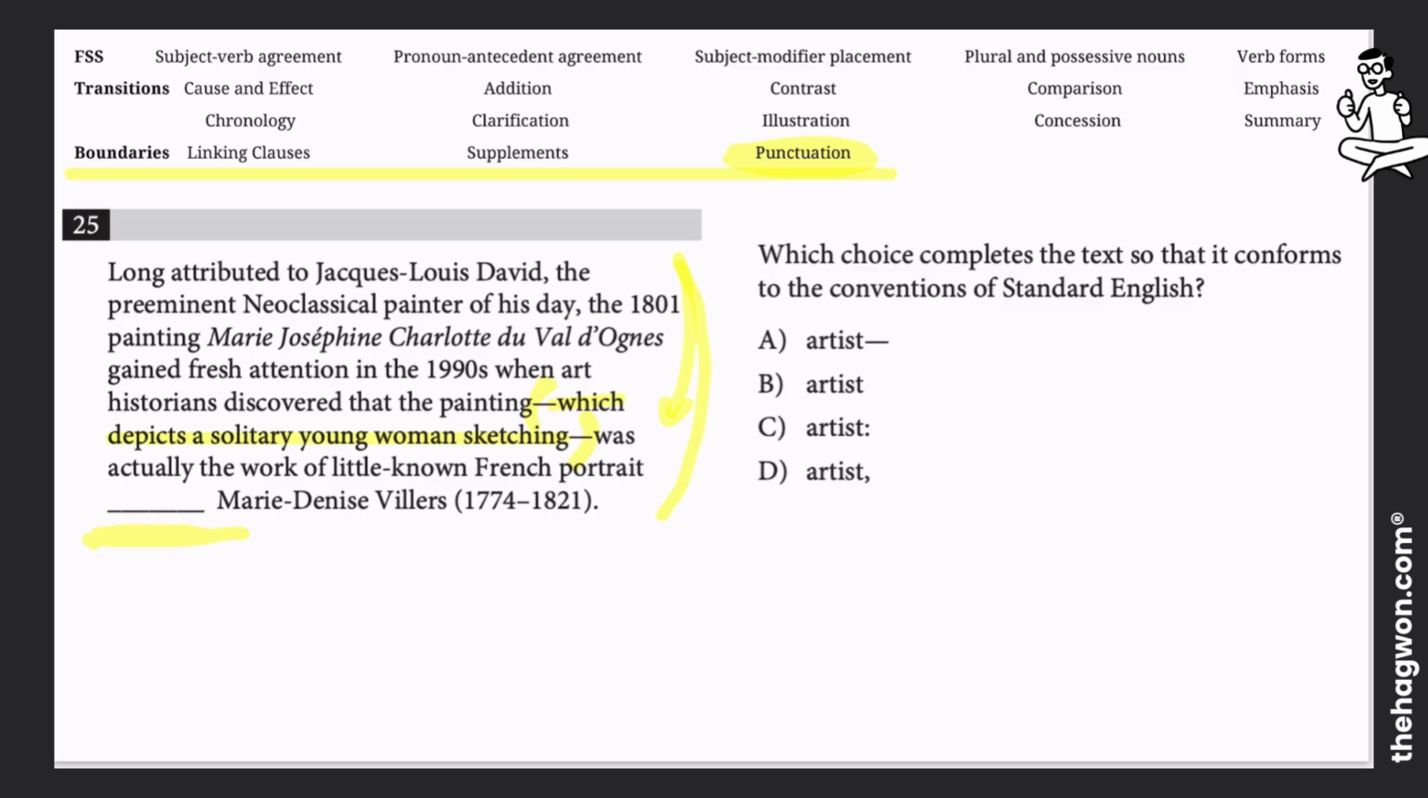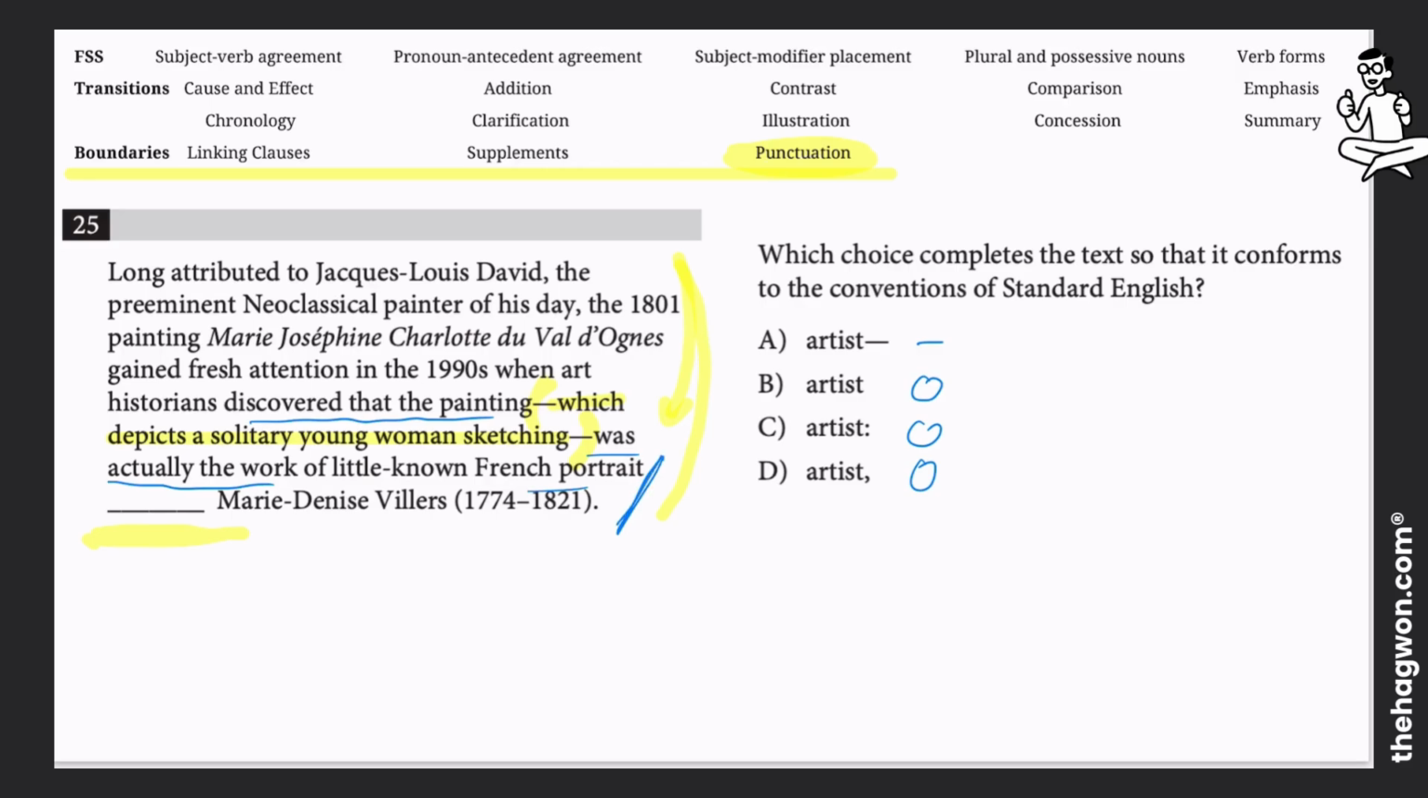So to simplify our reading, we can see that discover that the painting was actually the work of little-known French portrait artist Marie-Denise Villers. Our choices here are dash, nothing, colon, and comma. Small changes can make a big difference in completing the sentence here.